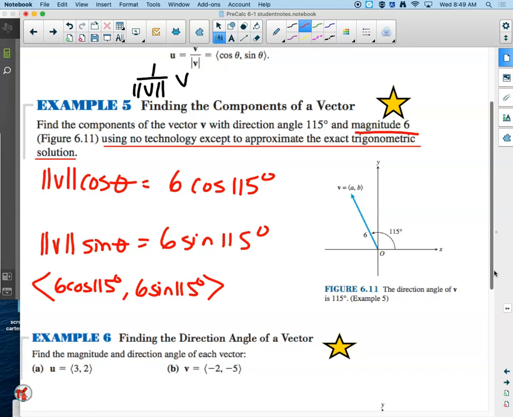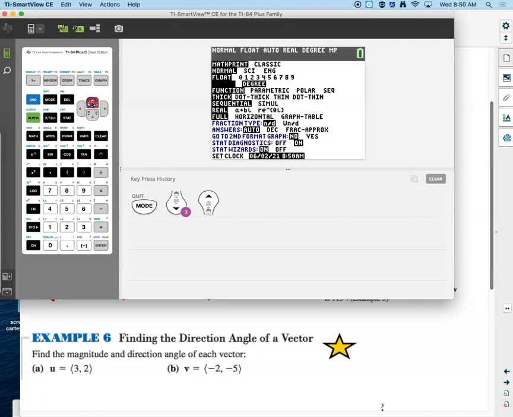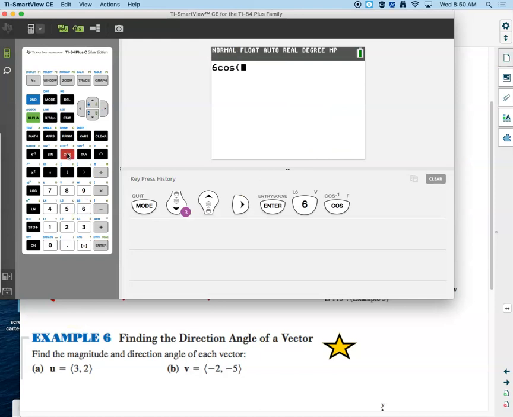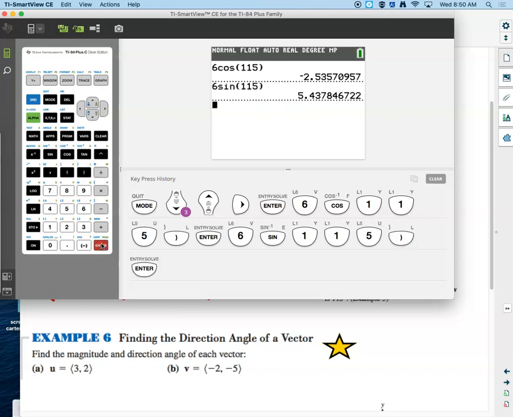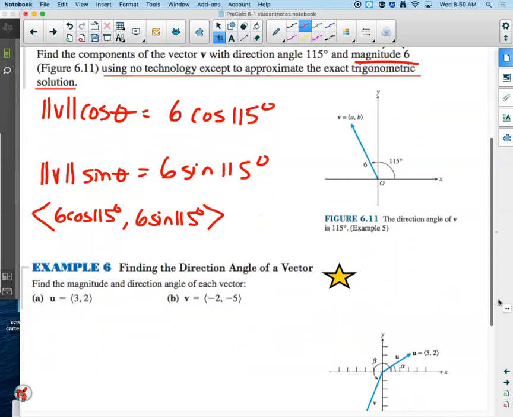But if we're going to do math with it, we're probably going to have to punch it into a calculator at some point. So this is a good time to stop and say, what would we get? Well, first, we have to make sure that we're back in degree mode on our calculators. And mine is right there. And then we need 6 cosine of 115, and 6 sine of 115. So there they are. There are the components, horizontal and vertical, and we would round those to 3 decimal places. But like I said, with these directions, they made it pretty clear they definitely wanted to see this before we wrote down our negative 2.536 and 5.438.